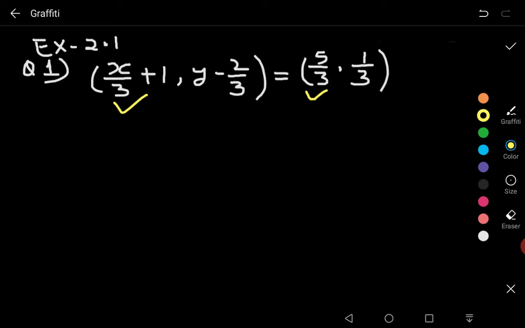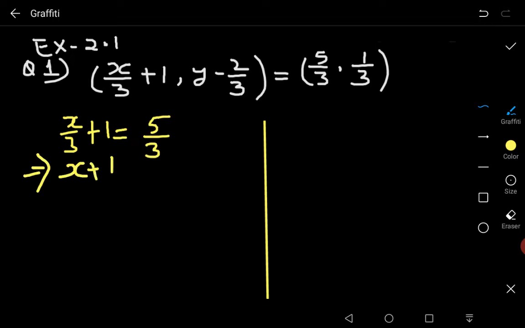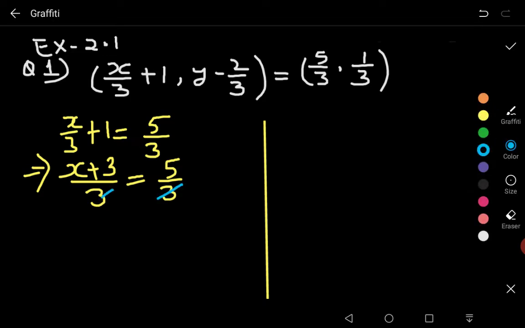If ordered pairs are equal, their elements are also equal, right? So from there we can take x/3 + 1 is equal to this 5/3. Okay, so this implies (x + 3)/3 is equal to 5/3, since this 3 will multiply by 1. From both sides we can cancel out the denominator, right?